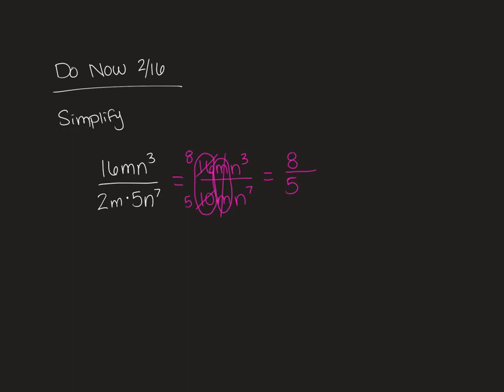Now let's look at n cubed divided by n to the 7th. So if there's 3 on top and 7 on the bottom, I can cancel 3, and there are 4 left in the denominator. So we have n to the 4th. This is your final answer.